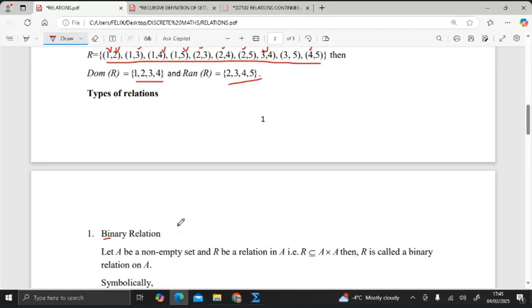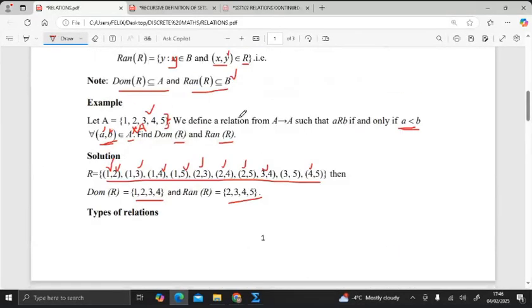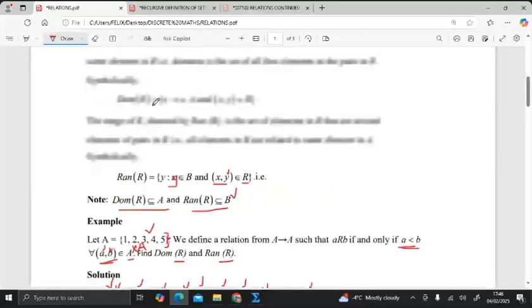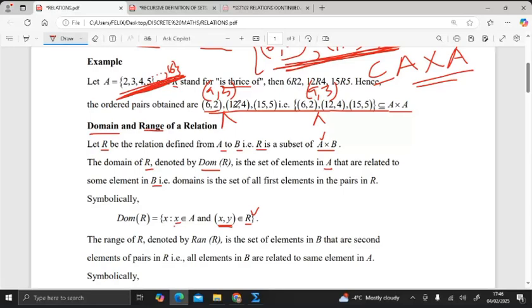Let's now go to types of relations. We have a number of types of relations, 5 of them. We have what we call a binary relation. When do we say that a relation is a binary relation? We are asked to let A be a non-empty set. What do you mean by a non-empty set? A set with at least one element, and R be the relation in A, or relation on A. When we say a relation in A, it means that we are having A cross A, meaning that the relation is a subset of the Cartesian product of A and A. Then we are told that it is a binary relation on A.